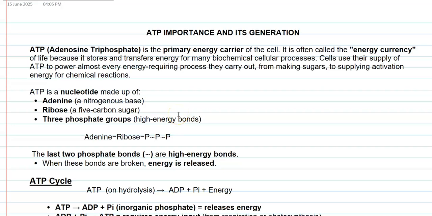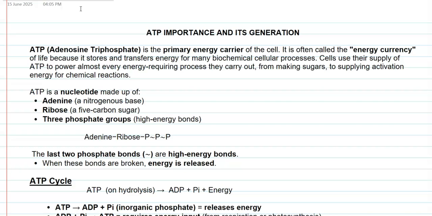In this screencast video lecture, we are going to see about the importance of ATP and its generation, that is how ATP is generated in living systems. ATP refers to adenosine triphosphate. It is the primary energy carrier of the cell. Often it is referred to as the energy currency of the cell, since it transfers energy for many biochemical cellular processes that operate in the cells.